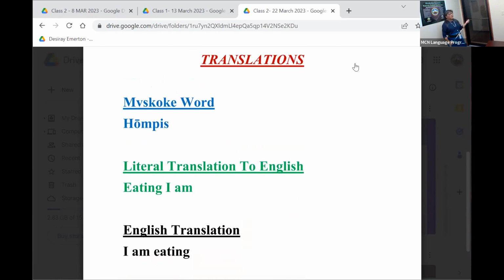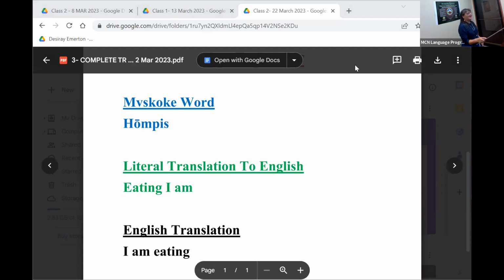And I'm pretty sure I said this in this class, but we always talk about Yoda, and I've got a picture of Yoda over here because I always say that Yoda's Mvskoke. Let me see if I can just take this off and show you guys. There's Yoda. But we always talk about how Mvskoke is not wrong, it's just different. So if you think about how Yoda speaks, he speaks in the Mvskoke way of speaking. Yoda, am I? Yeah. All right.